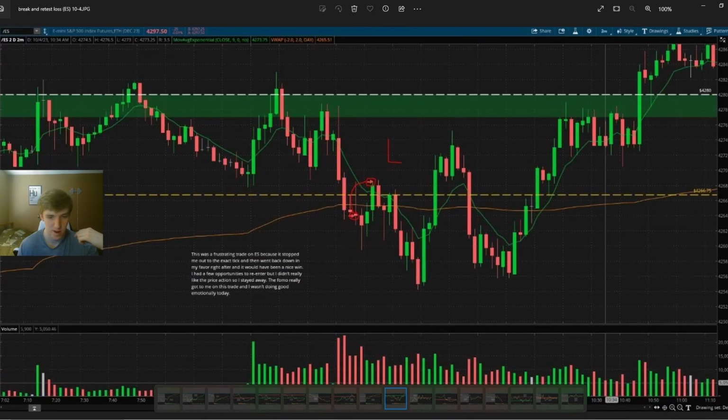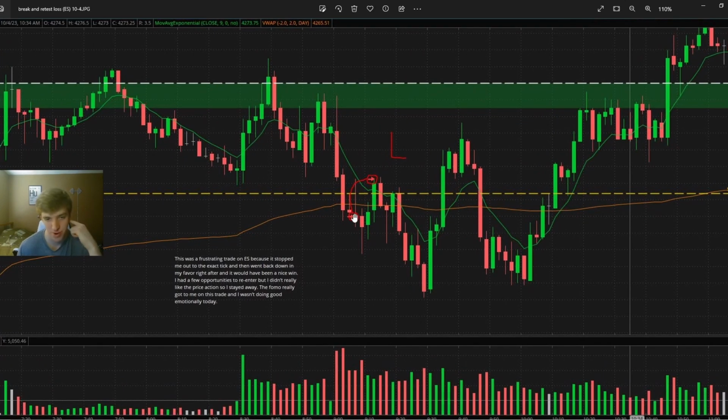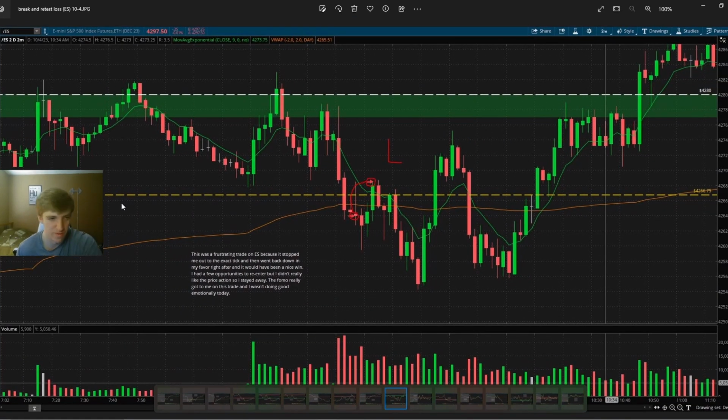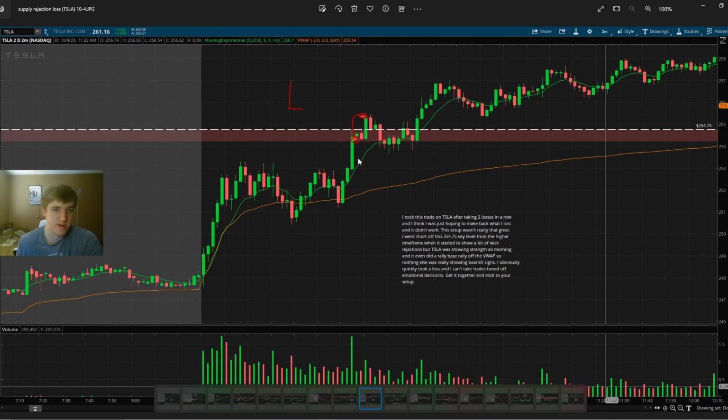This was a break and retest loss on ES. Pretty annoying because it went short here, stopped me out to the T, and then went lower after that. Never fun. And this loss on Tesla was not a good loss. There was really nothing bearish about this. Now this was the top of the range, this 255 level, but Tesla was showing strength all morning, and there were really no signs of a reversal here.